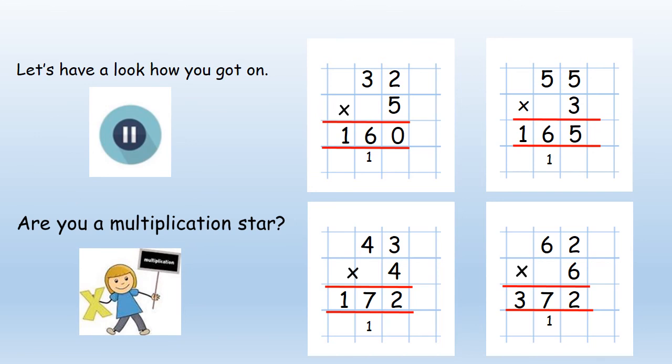Let's have a look how you got on. 32 times 5 equals 160. 55 times 3 equals 165. 43 times 4 equals 172. And the last one, 62 times 6 equals 372. How did you get on? Are you a multiplication star?